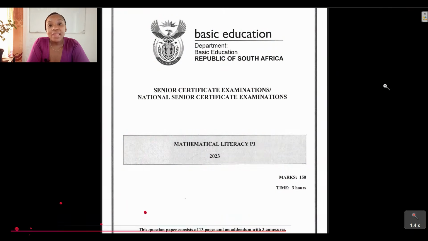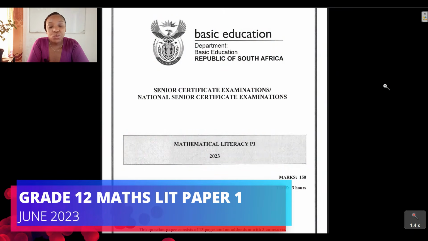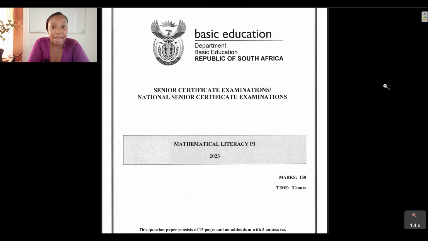I thought it would be great to kickstart our year by going through the Grade 12 Mathematical Literacy Paper 1 that was written in June 2023, because I've realized that a lot of you are preparing for your exams. So I think it'll be good for you to use this past paper to practice and prepare. I love this paper because it deals with finance and data handling.